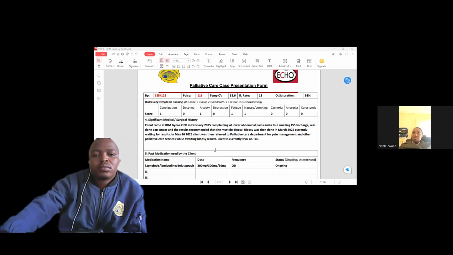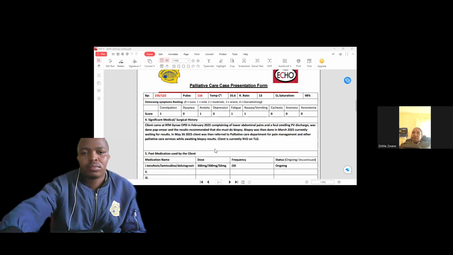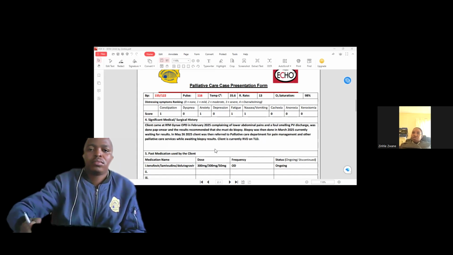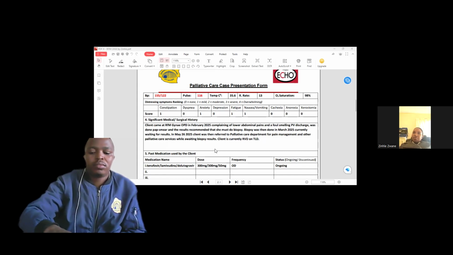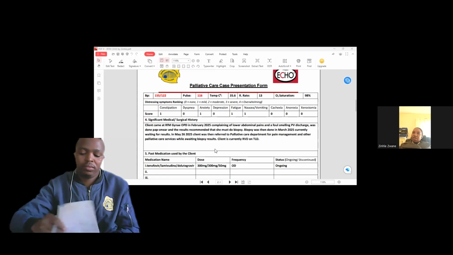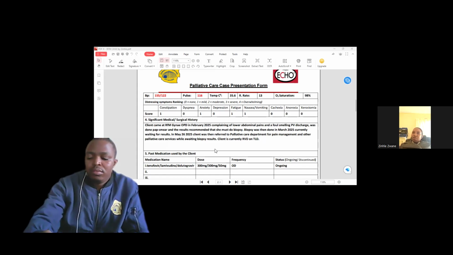Other symptoms: she had constipation. She said she had minor constipation, no dyspnea. Anxiety was mild, not depression yet, but she did have some mild fatigue. She also complained about nausea.